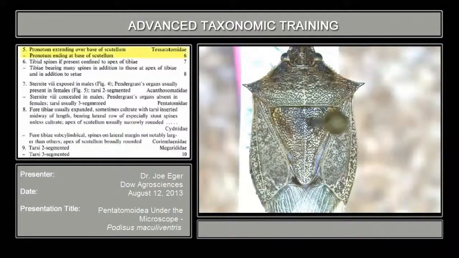Couplet number five, your choices are pronotum extending over the base of the scutellum or pronotum ending at the base of the scutellum. And the base of the scutellum runs right across here. So you can see that the scutellum is not covered by the posterior margin of the pronotum. So it's not a Tessaratomid, and that takes you to couplet number six.